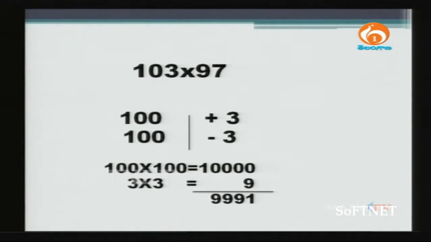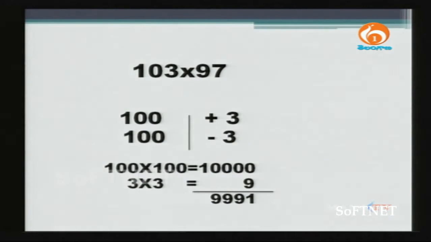Now see, some of the children may try to get the answer in this mode also. 103 can be written as 100 and it is 3 more than it, so 100 plus 3, and 97 is 3 less than 100, so he will write it as 100 minus 3. So, when 100 is multiplied by 100, you will get 10,000. When 3 is multiplied by 3, you will get 9. So, when 9 is subtracted from 10,000, you will get 9,991. In this manner, you can calculate it.